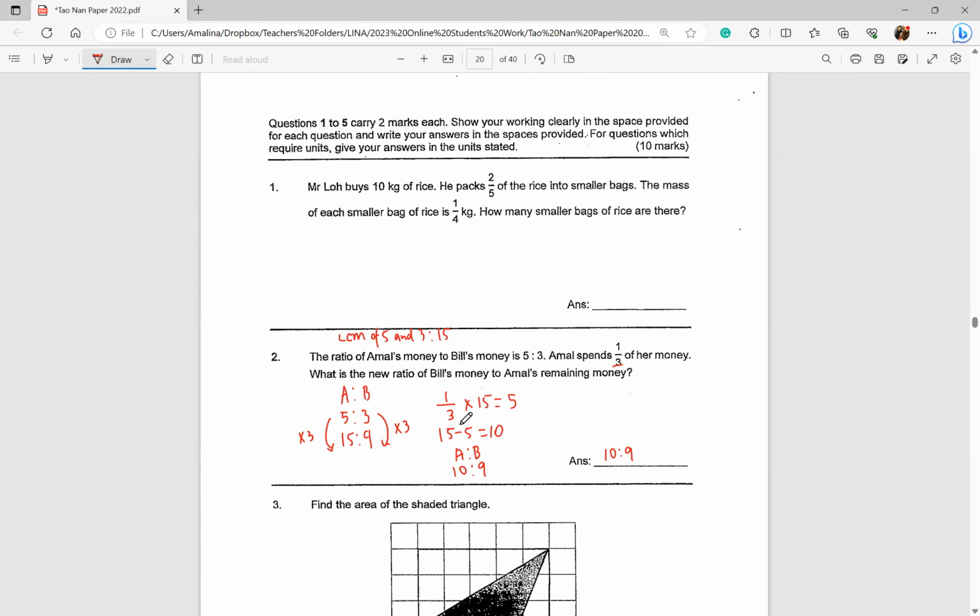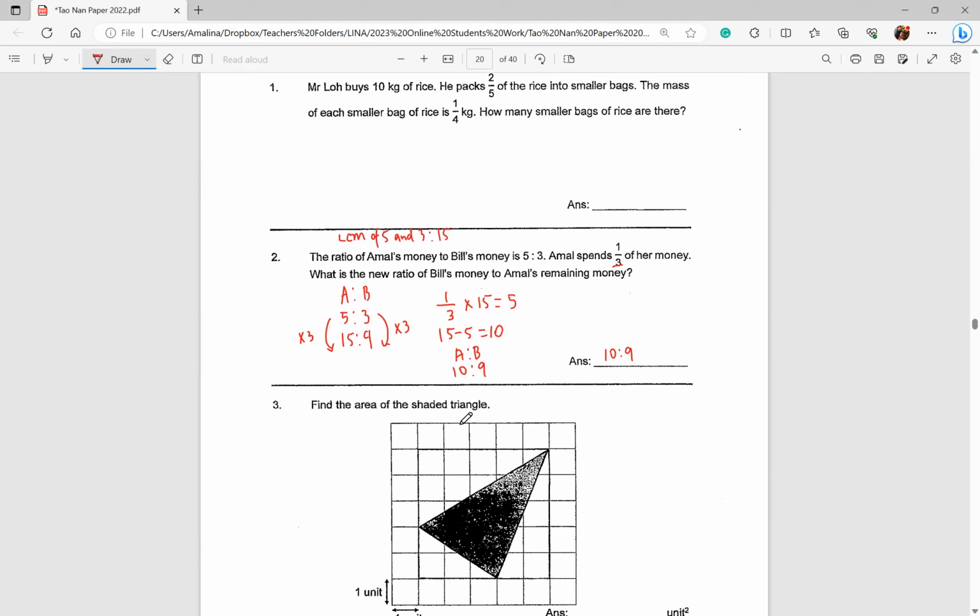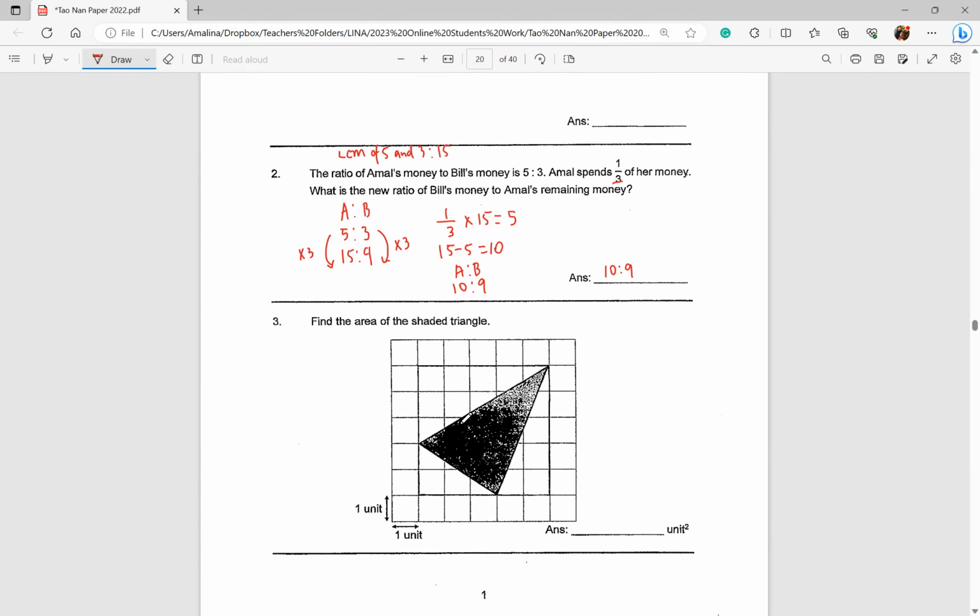Okay. Now for question 3. Question 3 is actually find the area of the shaded triangle. Now for this question, if you want to find a shaded triangle, you have to box up your triangle first. This is a recap. So I will box this up. You can use a highlighter or darken your pen, outline the box. Now make sure that your box touches the 3 vertices of your triangle.